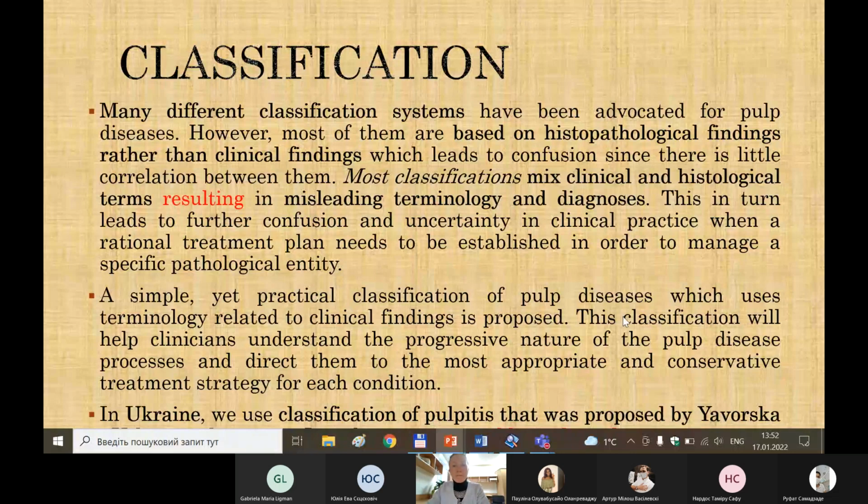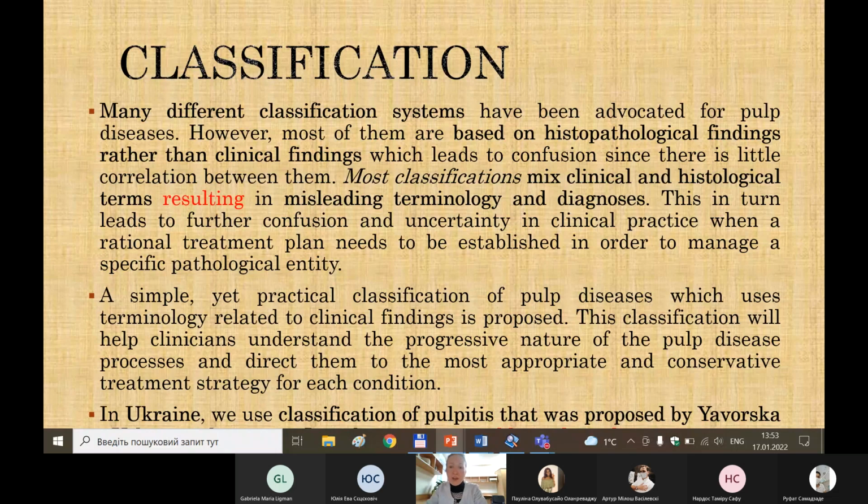Classification of disease. Many different classification systems have been advocated for pulp diseases. However, most of them are based on histopathological findings rather than clinical findings, which leads to confusion since there is little correlation between them. Most classifications mix clinical and histological terms, resulting in misleading terminology and diagnosis. This in turn leads to further confusion and uncertainty in clinical practice when a rational treatment plan needs to be established in order to manage a specific pathological entity.